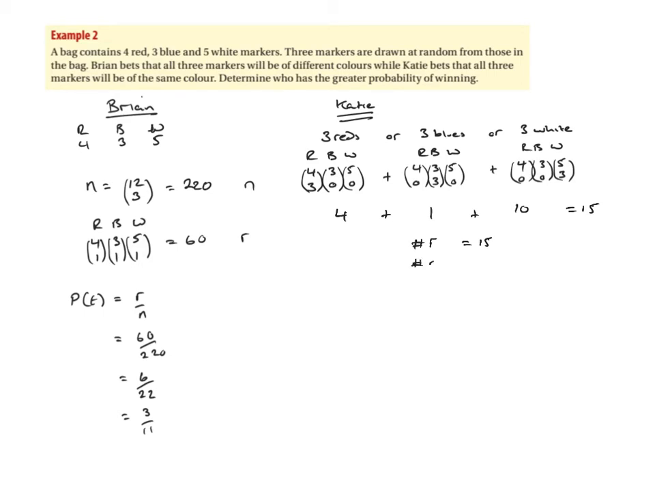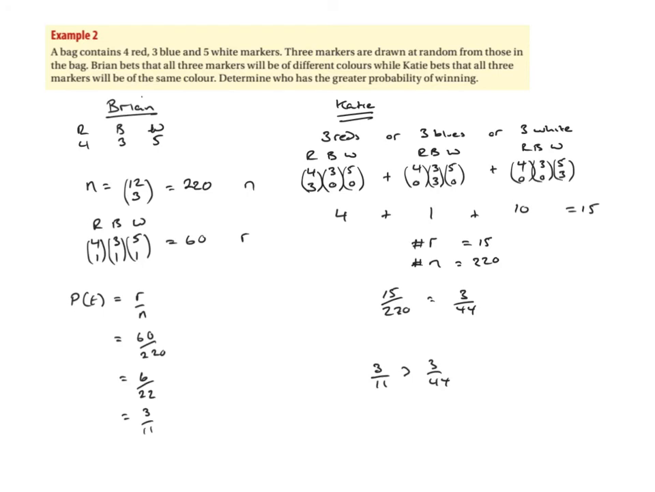My N is going to be equal to 220, which means that the probability of 3 reds or 3 blues or 3 whites is going to be 15 over 220. And if you simplify that, you can divide everything by 5, you get 3 over 44. It's quite obvious that you can see that 3 over 11 is greater than 3 over 44. Therefore, Brian has the greater probability of winning.